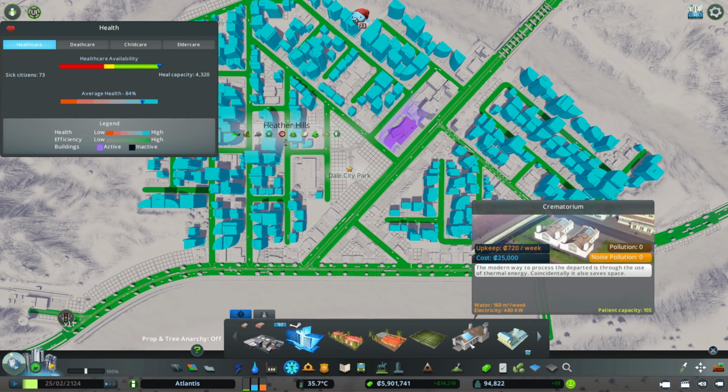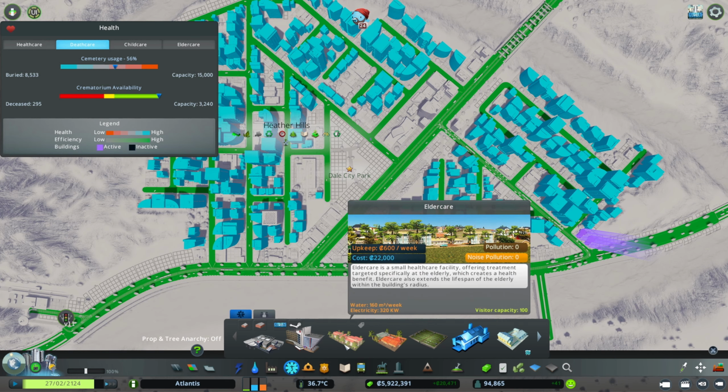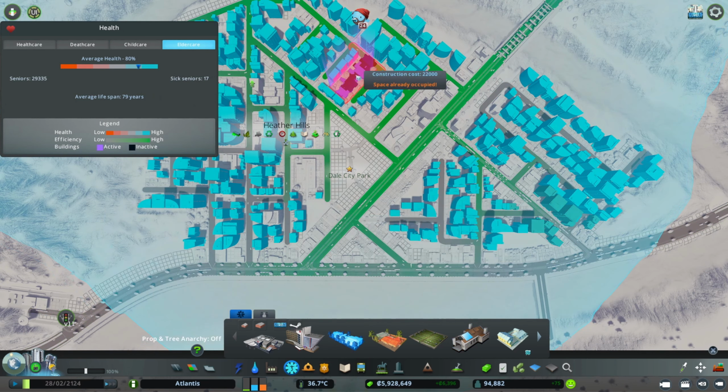So with that done, we did the death care as well with the crematorium. Now this one I put two just at the end over here, more than enough to cover all this area. We just needed one, to be honest, but I thought it would be a good idea to have one extra, as this area is very populated, and this will work as a buffer for the suburb that we have at the north side.